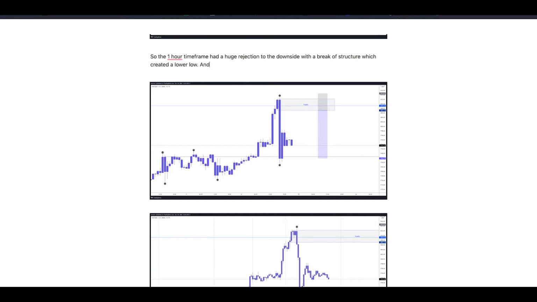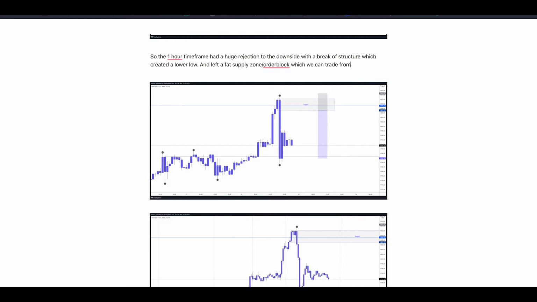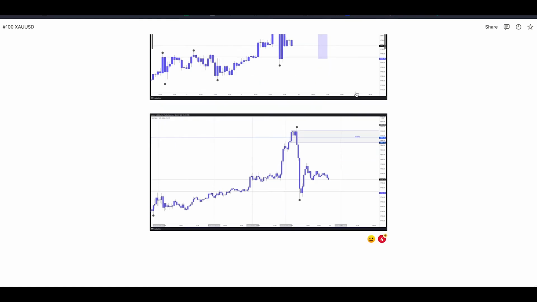and left a fat supply zone / order block, which we can trade from, because it's not always certain with trading. But I am 99% certain this trade will go well.